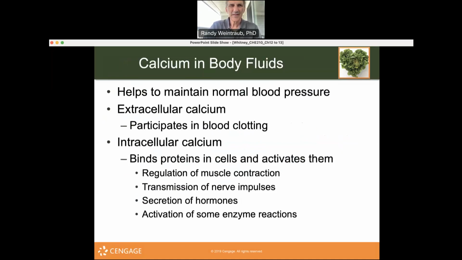In the body fluid, calcium maintains normal blood pressure as one of those important electrolytes. It's extracellular, participates in blood clotting, while inside the cell, it binds proteins to activate them. It acts as a messenger, a regulator, activates some enzymes, so really a critical mineral.